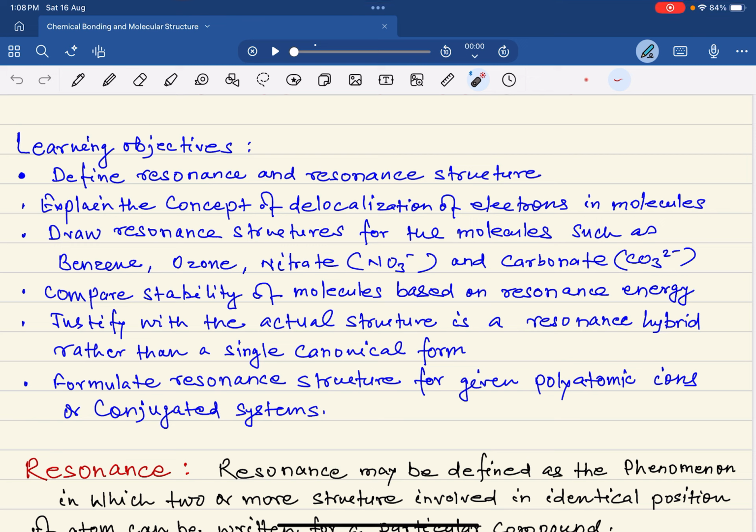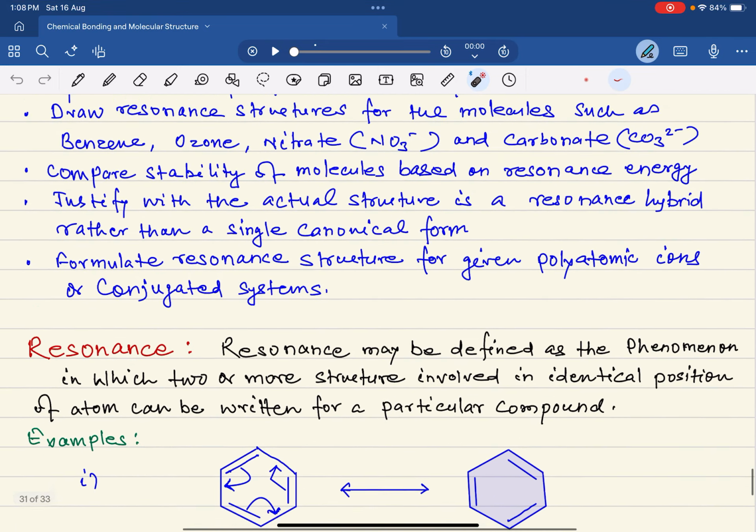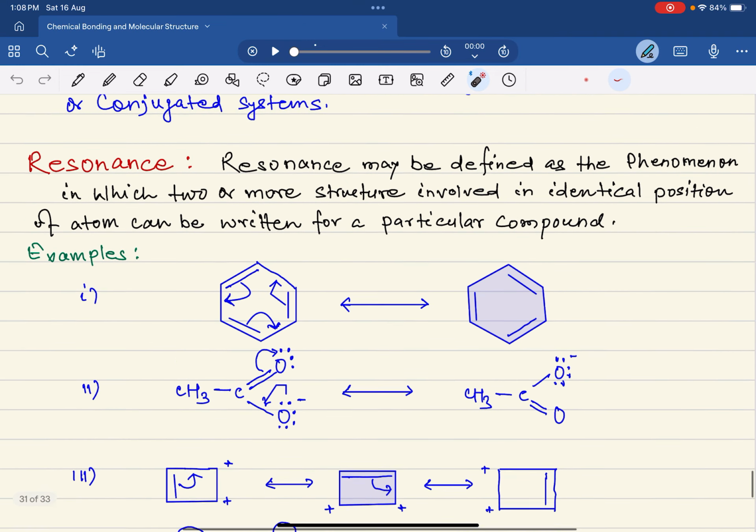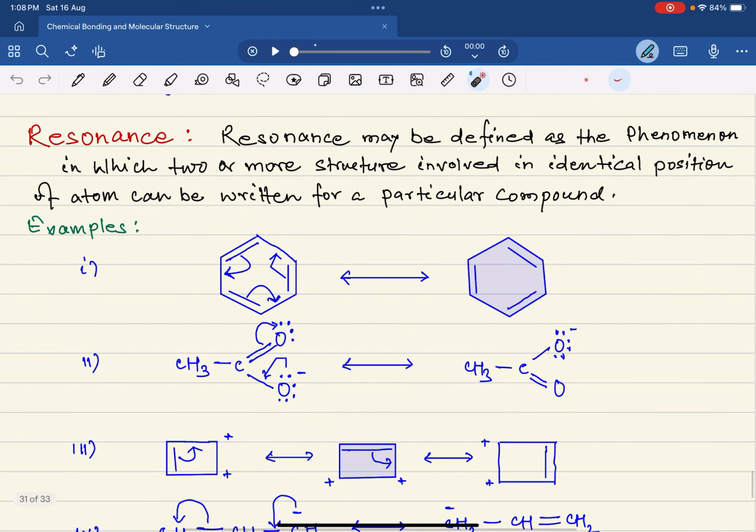This learning objective is explained based on Bloom taxonomy. It is very useful and helpful to understand the concept of resonance. So, resonance may be defined as the phenomenon in which two or more structures involving individual positions of atoms can be written for a particular compound.